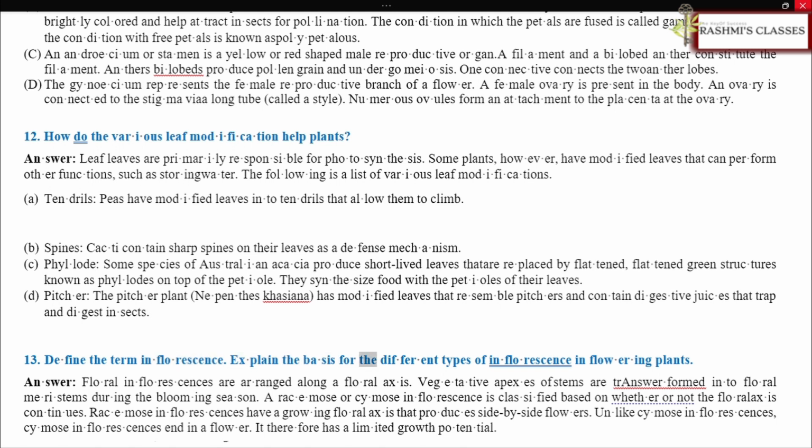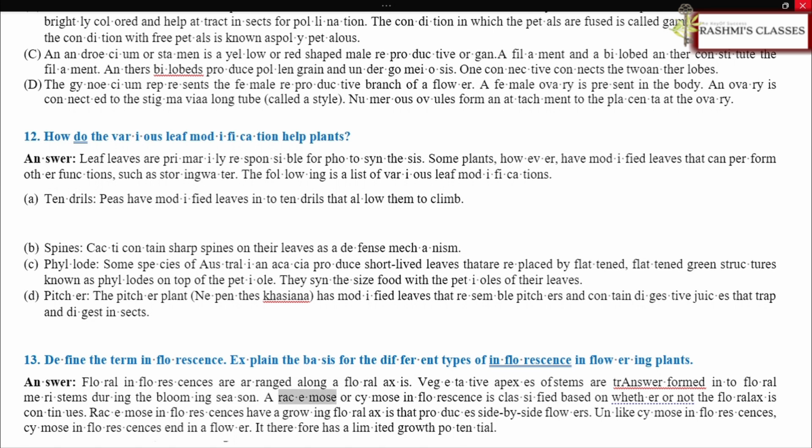Define the term inflorescence. Explain the basis for the different types of inflorescence in flowering plants. Answer: flowers are arranged on a floral axis in an inflorescence. Vegetative apexes of stems are transformed into floral meristems during the blooming season.